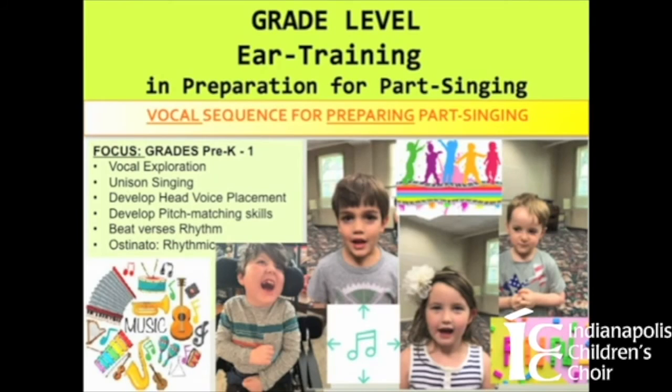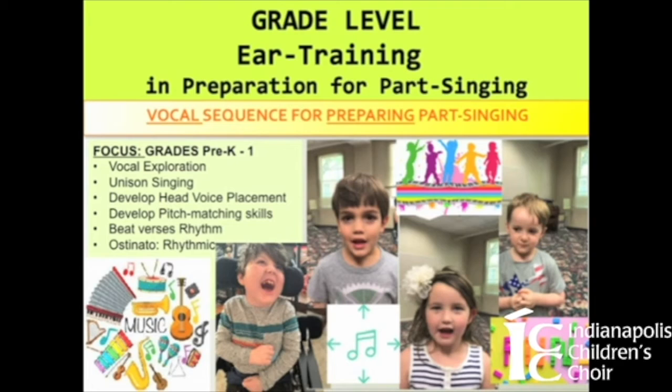Let's take a look at the ear training that takes place at each grade level or a group of grade levels in preparation for part singing. In grades pre-K through 1, the focus of what we learn is vocal exploration. Unison singing, we want to start to develop head-voice placement. We want to develop pitch matching skills. We want to understand beat versus rhythm. Many other things go on.